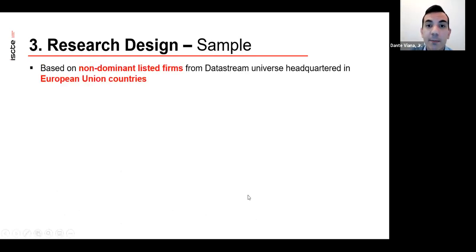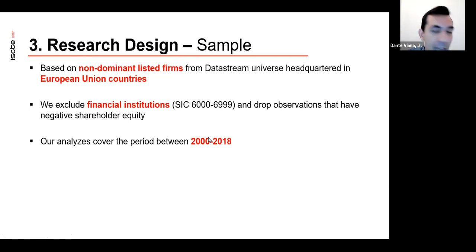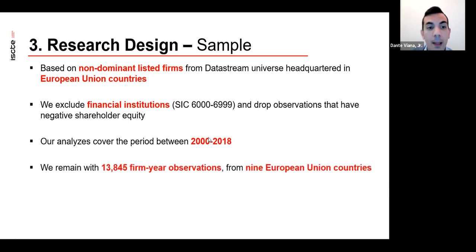So our sample here is based on non-dominant listed firms from the Datastream universe, headquartered in European Union countries. We, of course, excluded financial institutions and also dropped observations that had negative shareholder equity. And we are analyzing these between 2000 and 2018. So the final sample is based on around 1,300 firm-year observations from 9 European Union countries.